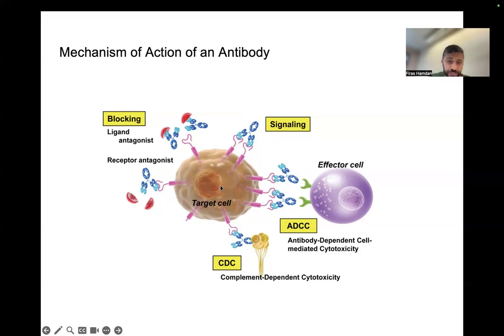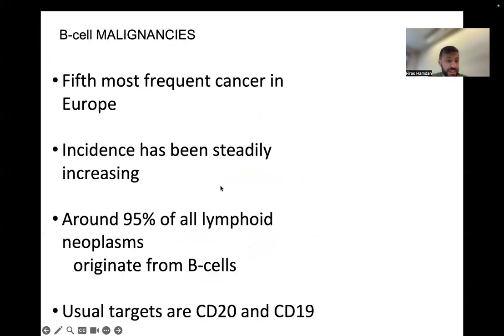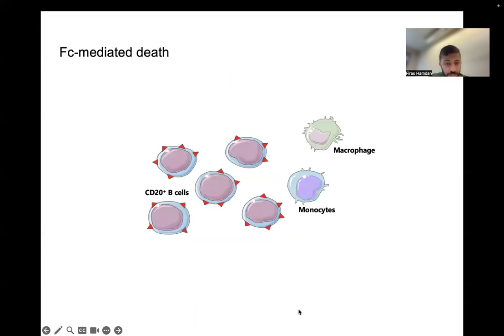I'll give you an example with B cell malignancies. B cell malignancies, by the way, are the fifth most frequent cancer in Europe. Their incidence increases steadily, and 95% of all lymphoid neoplasms, so all lymphomas, are B cells. And B cells have CD20 or CD19. So technically, we can create antibodies against CD20 or CD19.